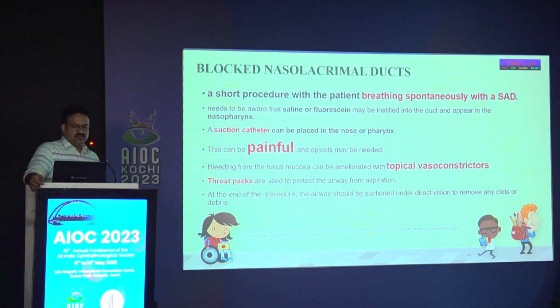And coming to, I will take a couple more minutes, blocked nasolacrimal duct. These kids come for short procedures, and in these cases we can use spontaneous breathing with a supraglottic airway device, and a suction catheter can be placed in the nose and pharynx to prevent aspiration. This surgery can be painful and opioids may be needed. Bleeding from the nasal mucosa can be ameliorated with topical vasoconstrictors like adrenaline, as well as oxymetazoline nasal drops. Throat packs are used to protect the airway from aspiration. At the end of the procedure, the airway should be suctioned clearly and any clots and debris removed.